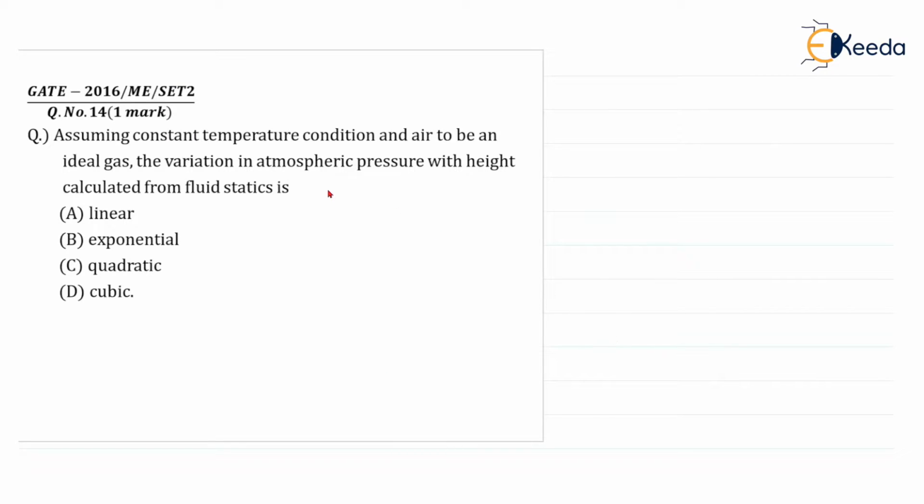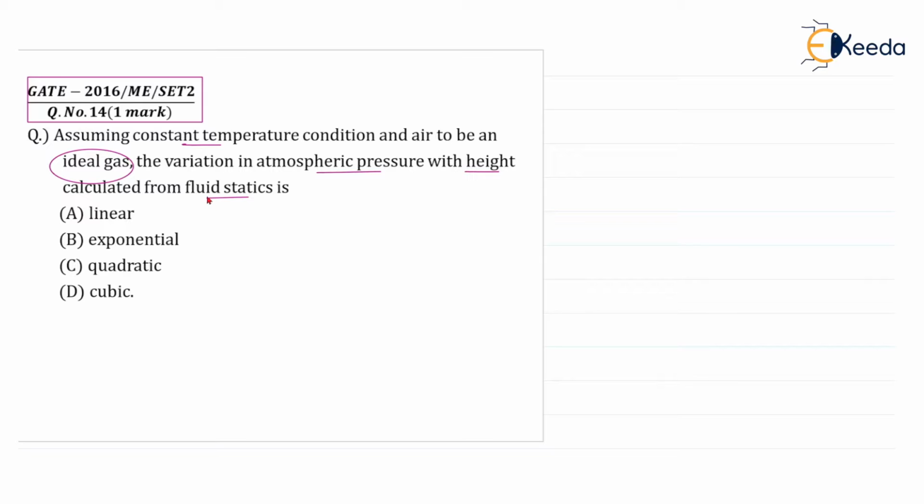Let's start. As per the given question in GATE 2016, set 2, question 14 for 1 mark, assuming constant temperature, that is your isothermal condition, and air to be an ideal gas, that means we can write the equation PV equals MRT, the ideal gas equation. The variation in atmospheric pressure with height calculated from fluid statics is linear, exponential, quadratic or cubic.